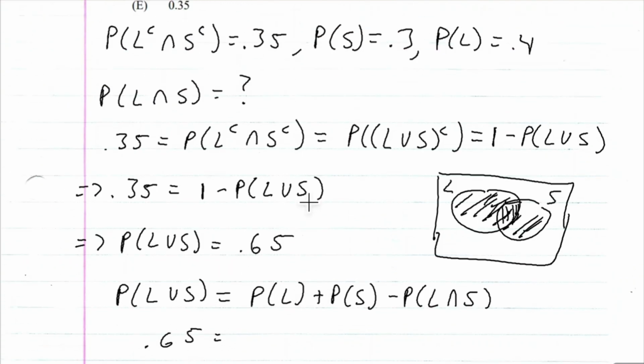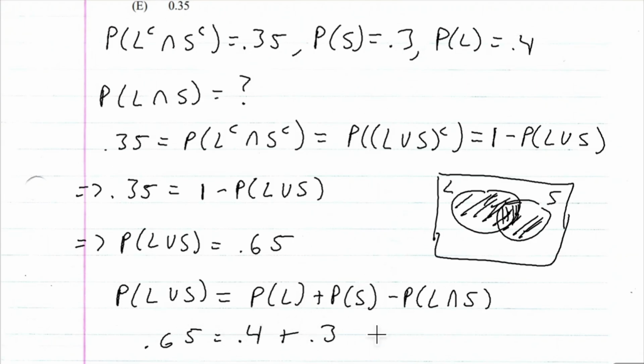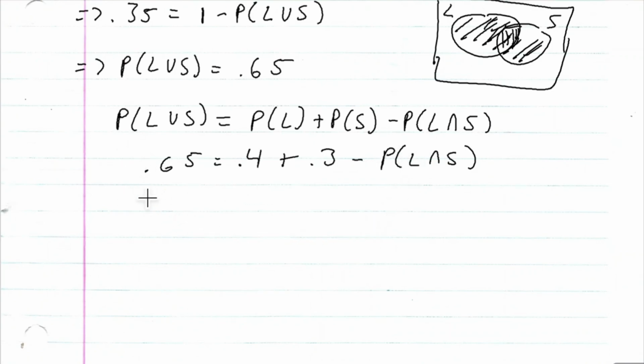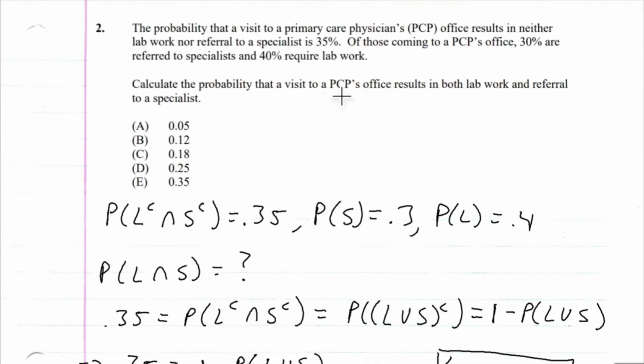I know that L is 0.4. I know that S is 0.3. And L intersection S, well, I don't know L intersection S. That's what I'm looking for. But I have all the pieces needed in order to find it. So if I add the probability of L intersection S to both sides, and subtract 0.65 from both sides, I get that 0.4 plus 0.3 is 0.7, and 0.7 minus 0.65 is 0.05. So the probability that a visit to a PCP's office results in both lab work and a referral to a specialist is 0.05.